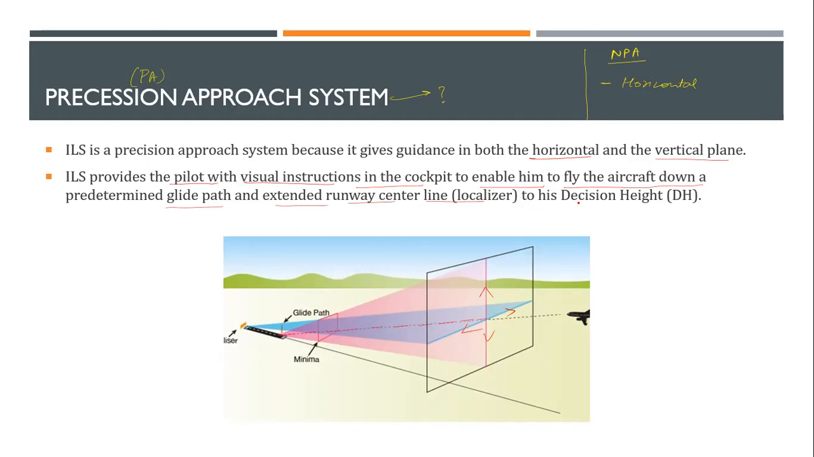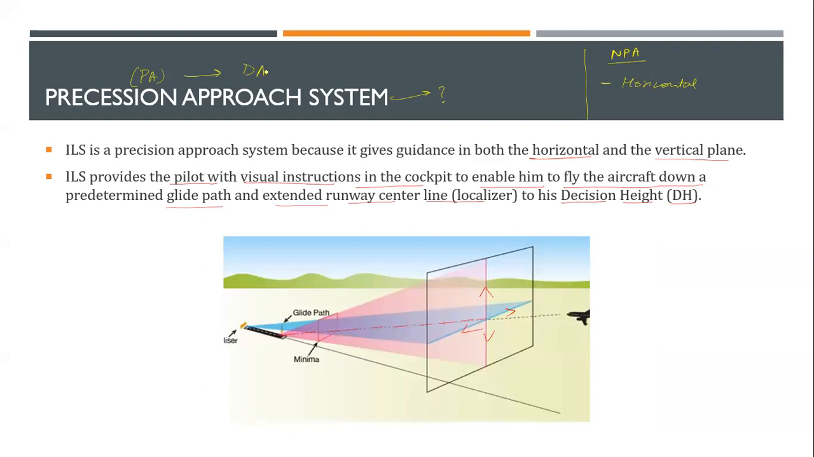Now, if you see the last point, I was saying decision height. You need to understand, precision approach systems have something known as decision height. Now, who will tell me what is a decision height?